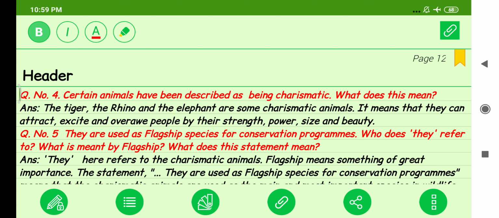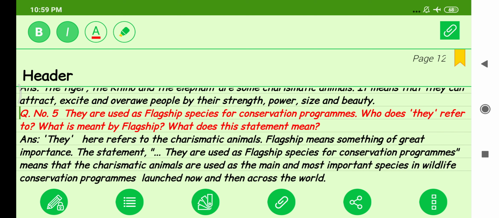Fifth question is, they are used as flagship species for conservation programs. Who does they refer to? What is meant by flagship? What does this statement mean? So answer for this question is given here. They here refers to charismatic animals, and flagship again means most important animals who are used for the wildlife conservation programs launched now and then across the world.